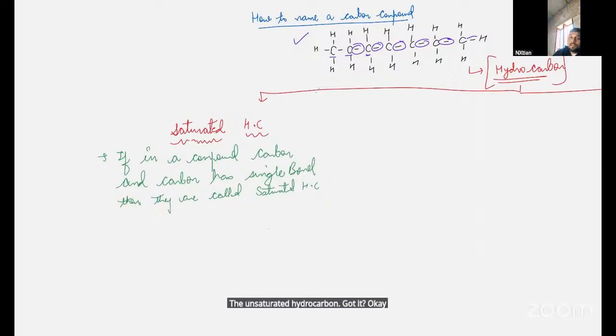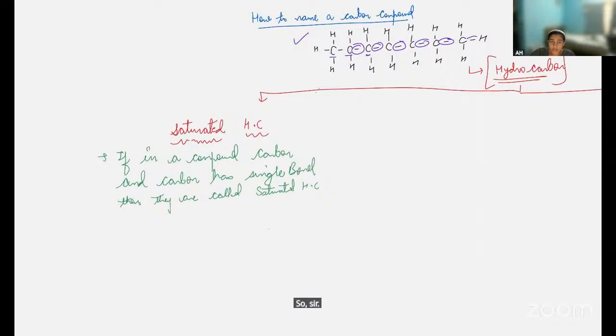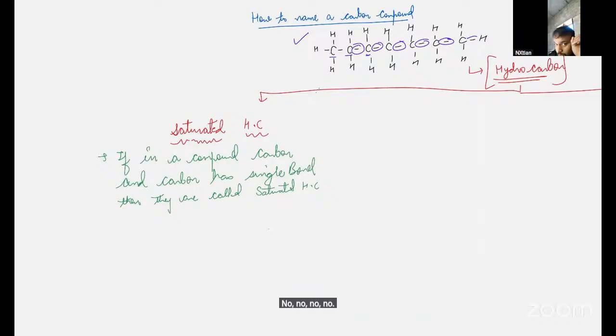So, sir, if only two carbons make a bond, it's called saturated HC, but if more than two carbons make a bond, then it's called unsaturated HC? No, no, no. You're getting it wrong.